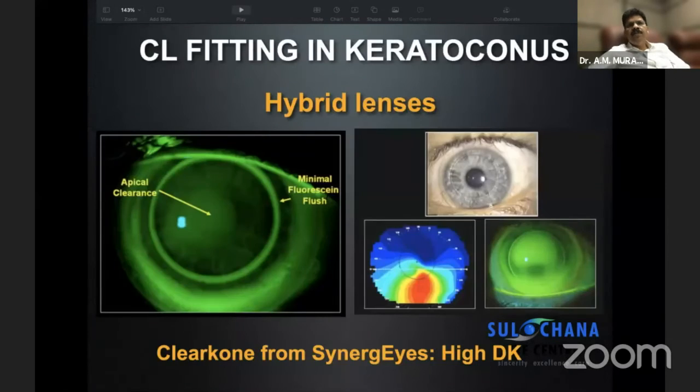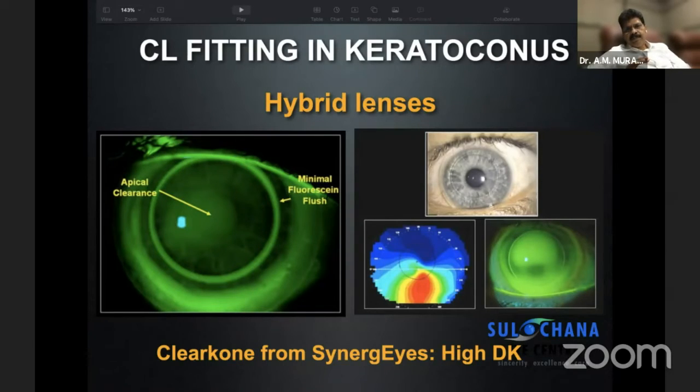In such cases, you will have to depend upon the more advanced contact lenses. In the case of the combination of soft and RGP, these are called hybrid lenses. In this lens, which is made by Synergeyes, called the Clearcone lens, you have a central RGP lens with a skirt of HEMA, that is soft material.